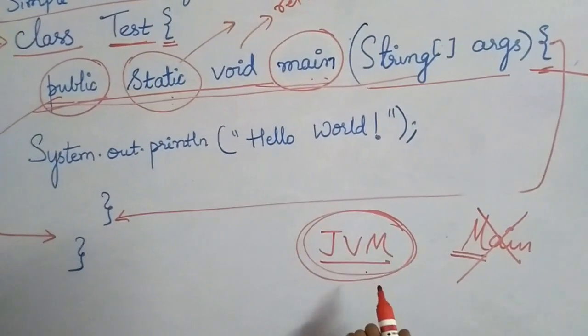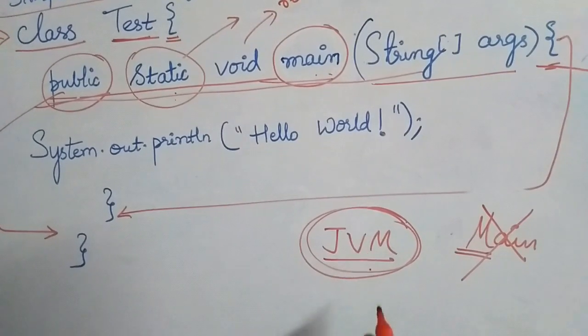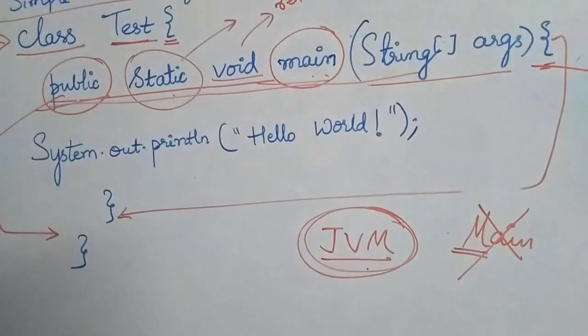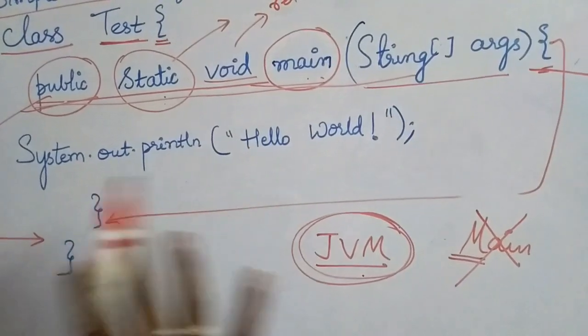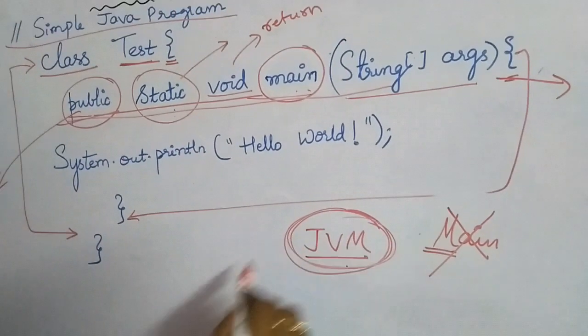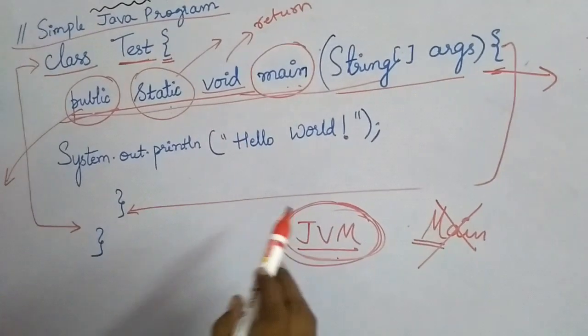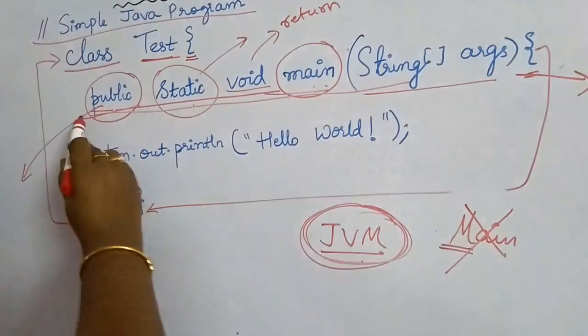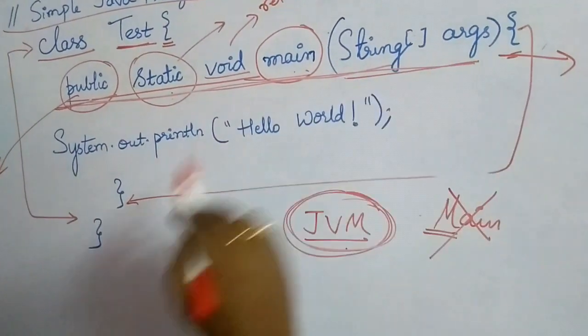So there is nothing the JVM will be doing with the return type. That's the reason why the main method is void. You can have another main with some return type, but that is not the main method the JVM will be looking for. I'm repeating this again and again so that you keep in mind that the JVM will be looking for only this kind of syntax.